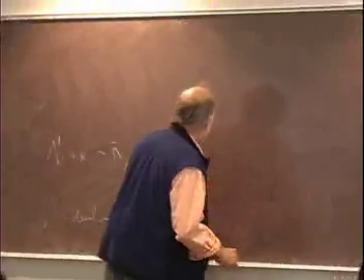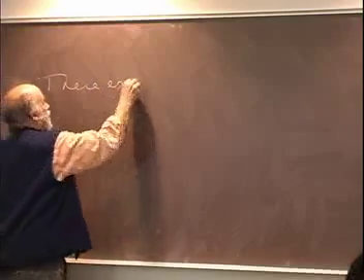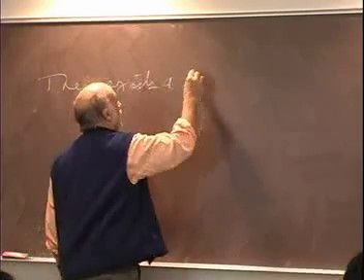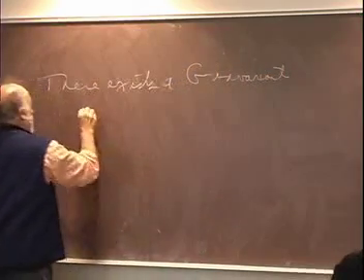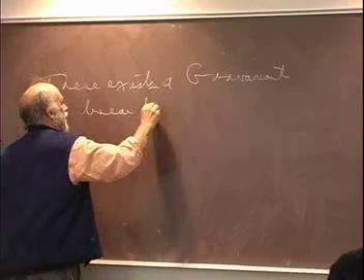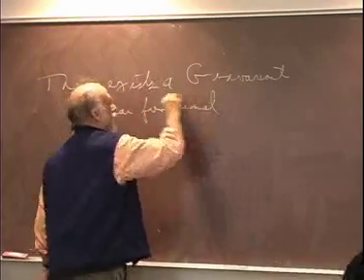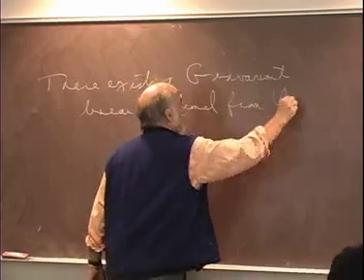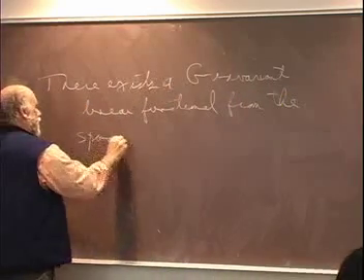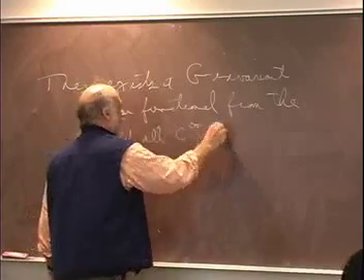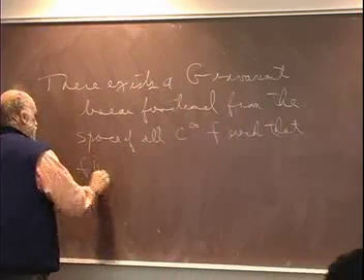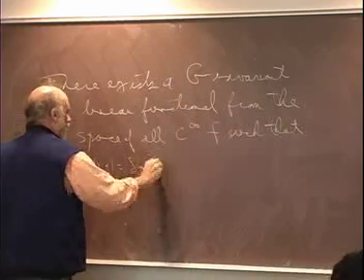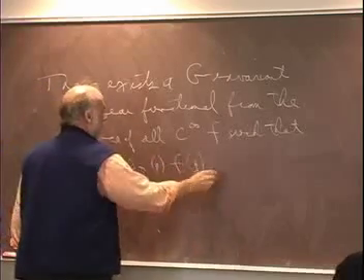So when I'm all through, I get the fact that there exists a G-invariant integral, a linear functional, from the space of all C-infinity functions f such that f(pg) equals delta_P(p) times f(g), to C.